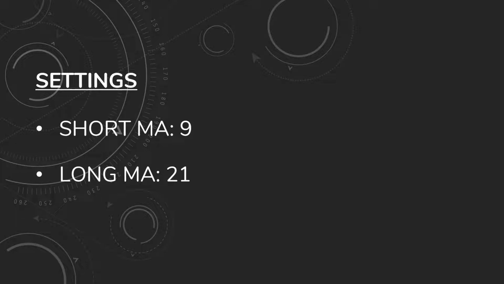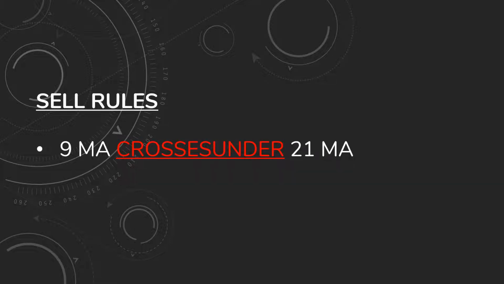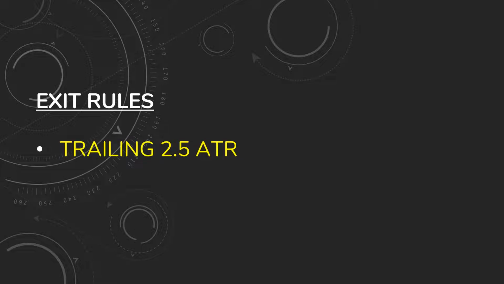Our entry rule is when the 9 moving average crosses over the 21 moving average for long, and for short, it's when the 9 moving average crosses under the 21 moving average. We use a dynamic stop loss, trailing 2.5 ATR. Before recording this video, I've already tested the strategy and noticed it is most profitable when trading the 4-hour time frame, therefore we'll be trading on the 4-hour chart.